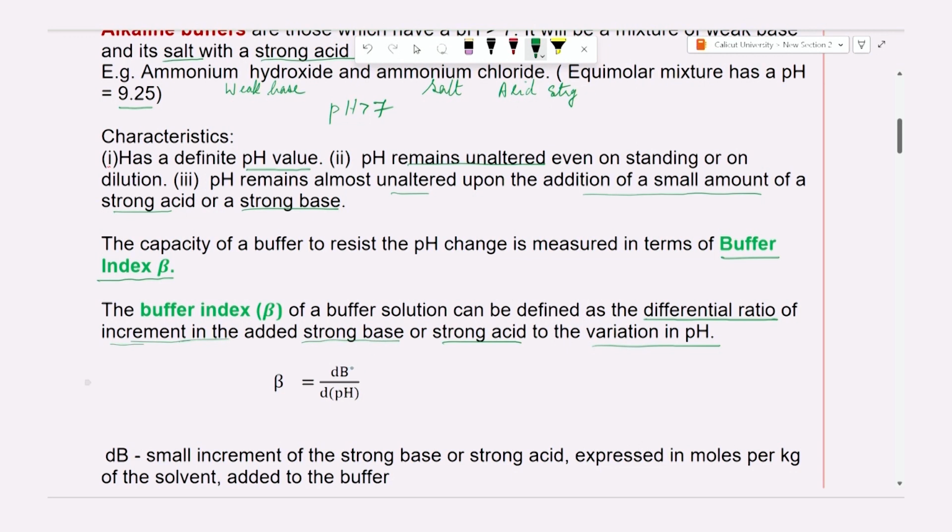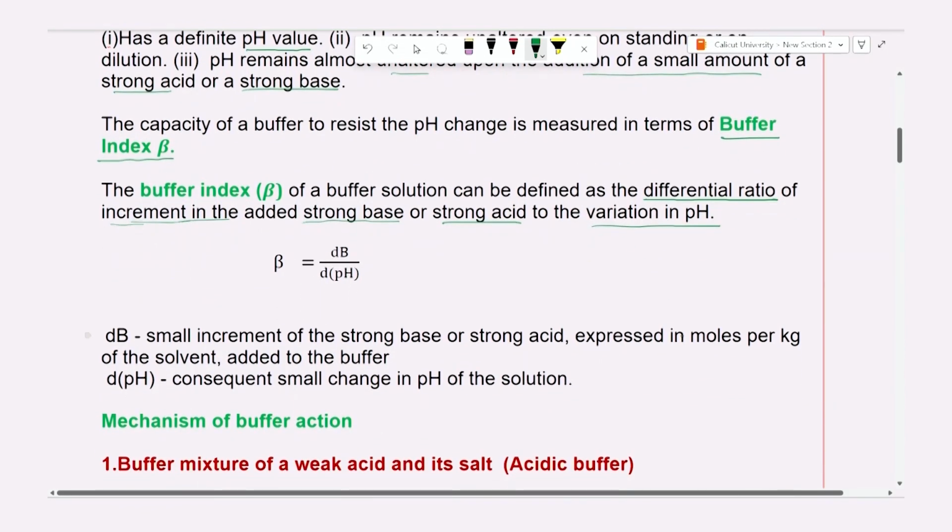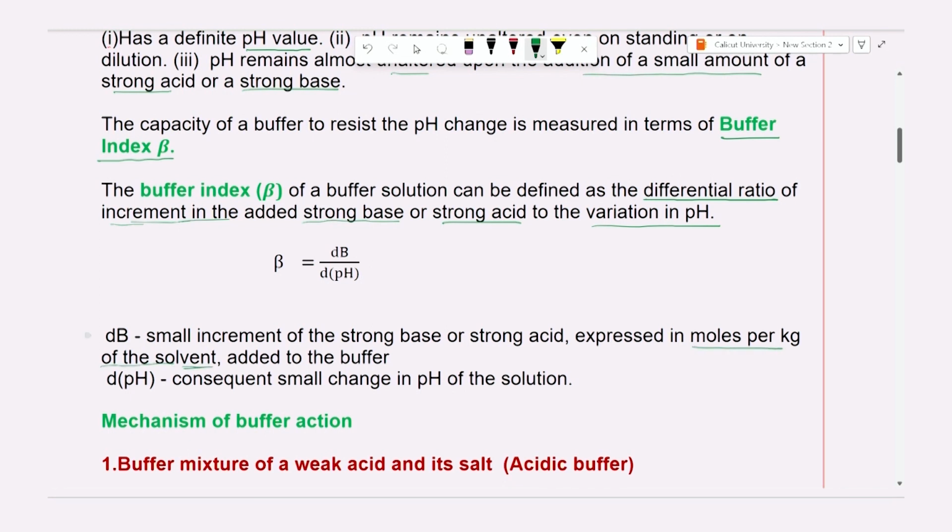Here dB stands for the small increments of strong base or acid that is added, and dpH stands for the change in pH. So, how much alkali you are adding and what is the change in pH? If you are adding an acid, it is the amount of acid added divided by the change in pH. One more point to be noted is that the concentration is expressed in moles per kg of the solvent. That should be the concentration we represent for both the acid or base that is added.